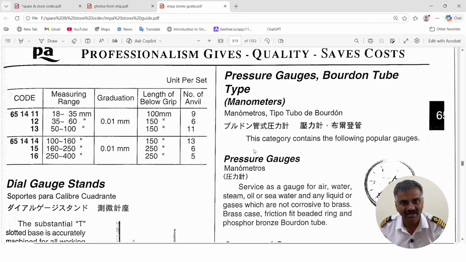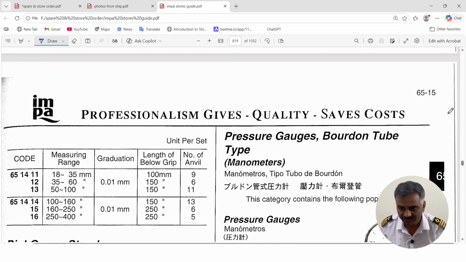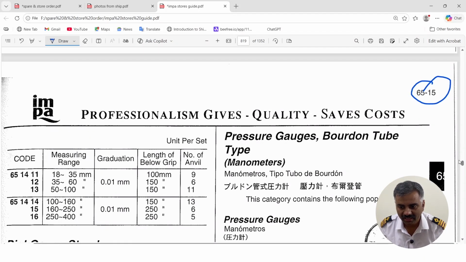So let us see, and many times this mistake has been happening, how to order a pressure gauge. For pressure gauges you have to refer to this 65. How did I reach this section? I went into the IMPA book, into the alphabetical section, and went to the gauges. In the gauges you will find temperature gauges, thermometer gauges, dial gauges, all types of gauges. Pressure gauges are also a part there.